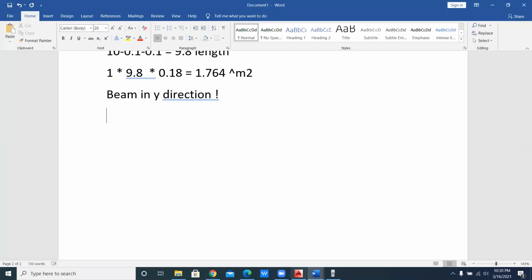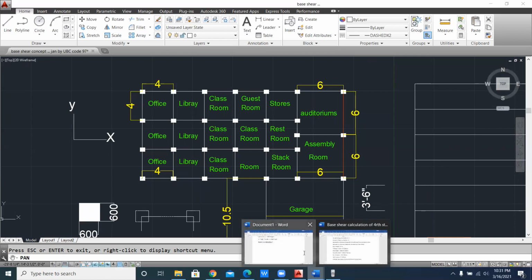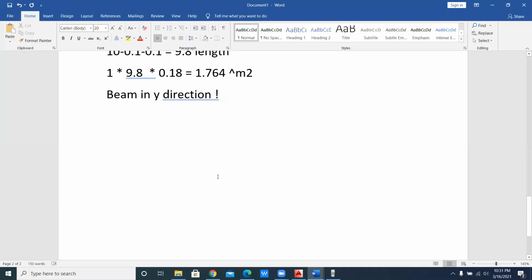So here now, base in y direction. Okay, so how many bays in y direction? That is 1, 2, 3, 4, 5, 6, 7, 8, 9, 10, 11, 12, 13, 14, 15, 16, and 17. Okay, there are 17 bays having the same. First of all, I have already calculated, so I will not waste my time. I will write here fast.